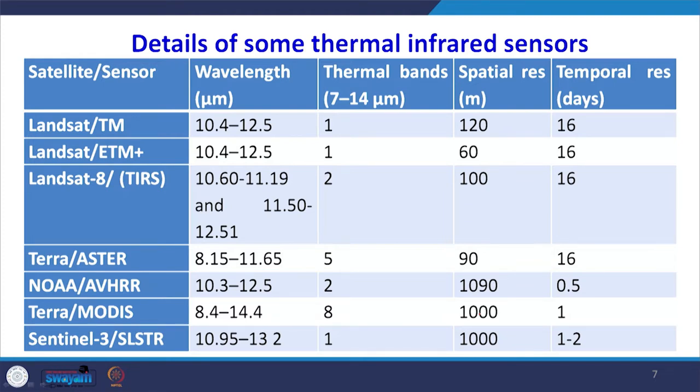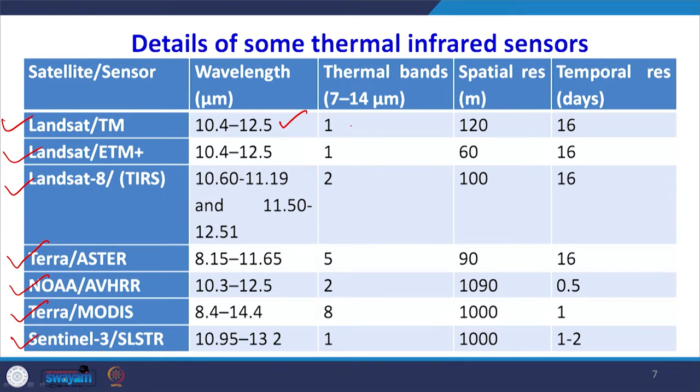If you look at the different sensors or satellites which can provide us thermal data, Landsat has the Thematic Mapper. If you remember, I showed you the list of spectral bands. There was one band, band 6 in Thematic Mapper, ranging from 10.4 to 12.5 micrometer. Similarly, in the Enhanced Thematic Mapper, and then Landsat 8 TIRS, we have thermal infrared sensor bands. Then we have Terra ASTER, NOAA AVHRR, Terra MODIS, and Sentinel 3 SLSTR. These are some exemplary satellites and sensors providing data in different parts of the thermal infrared region, and how many bands are available is given in column 3.